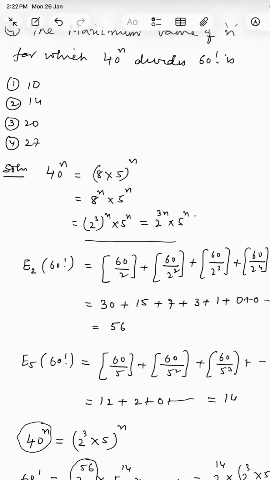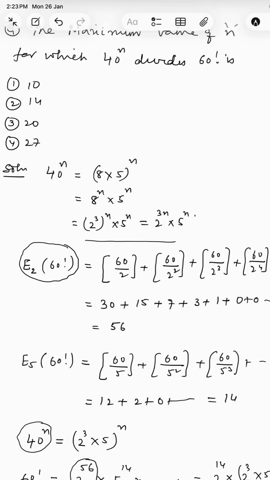Now the solution: 40 to the power of n, we all know, is 8 into 5 to the power of n, which is 8 to the power of n into 5 to the power of n. 8 means 2 cube, to the power of n, into 5 to the power of n, which we can write as 2 to the power of 3n into 5 to the power of n. Now let us find out in 60 factorial what is the exponent of 2.